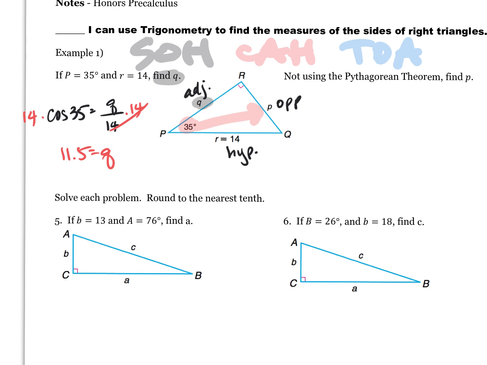Now, let's go find P. So, Steph, you had found P for us earlier. What could we do to find the opposite side? Yeah, exactly. She's saying the sine of 35 is the opposite over hypotenuse, O over H. In this case, that is P over 14, right? Opposite over hypotenuse? And then we can multiply by that 14. What is 14 sine of 35? And I'm good with a tenth. 14 sine of 35 is 8.0.